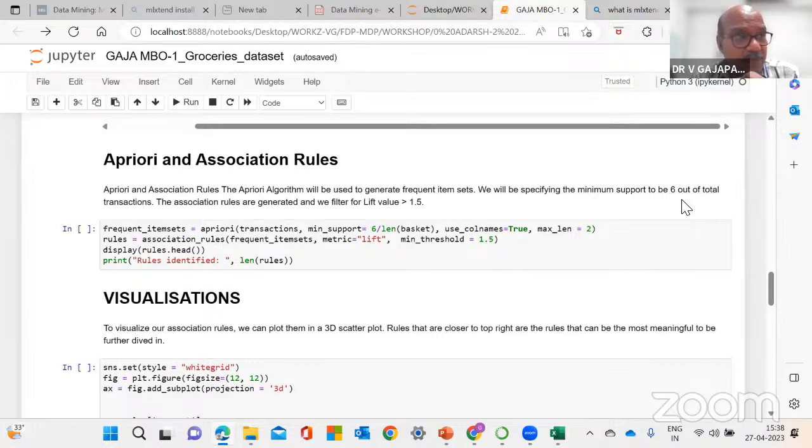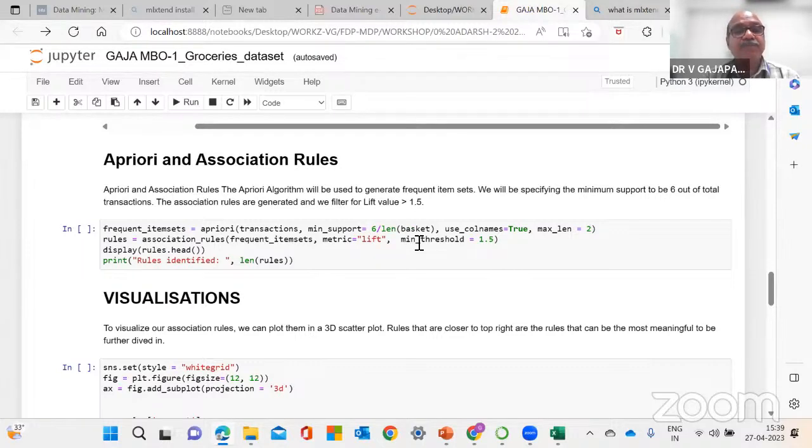Why am I putting 1.5? You can change it also, we will do that later. If it is 1.5, then I can see whether it has a strong association. All strong associations we will be seeing. Now you see here: frequent item sets, Apriori transactions, minimum support 6 divided by length of basket. How many baskets are there? Therefore, this gives you a fraction actually, in terms of percentage.